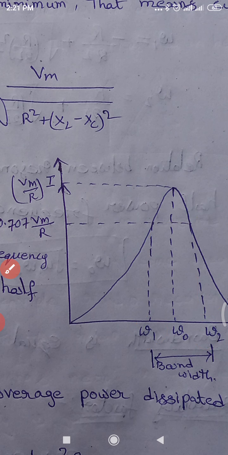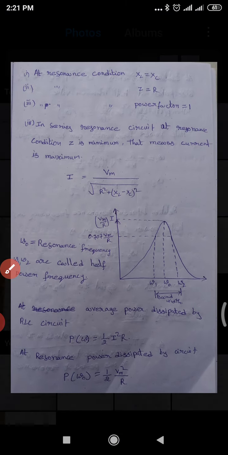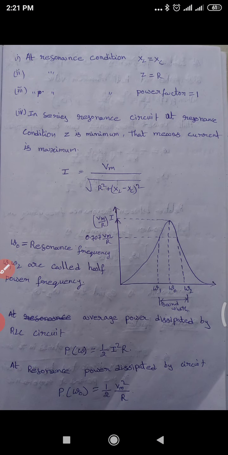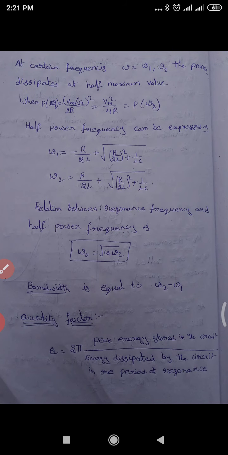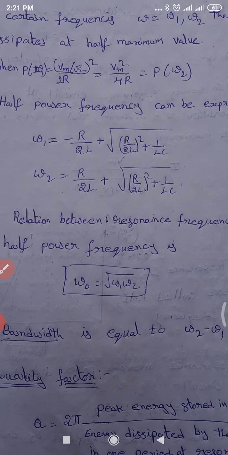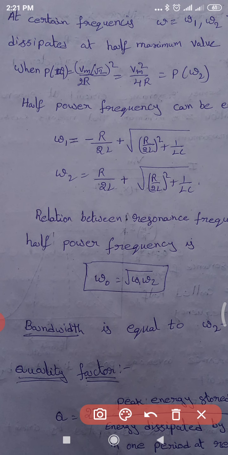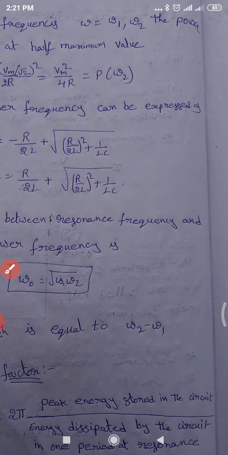Here if you observe the diagram, W1 and W2 are the two frequencies. These two frequencies are touching the RMS values here. So W1 and W2 are called the half power frequencies. Let us see how the power is dissipated at half power frequencies. These are the formulas for the half power frequency: Vm square by 4R.